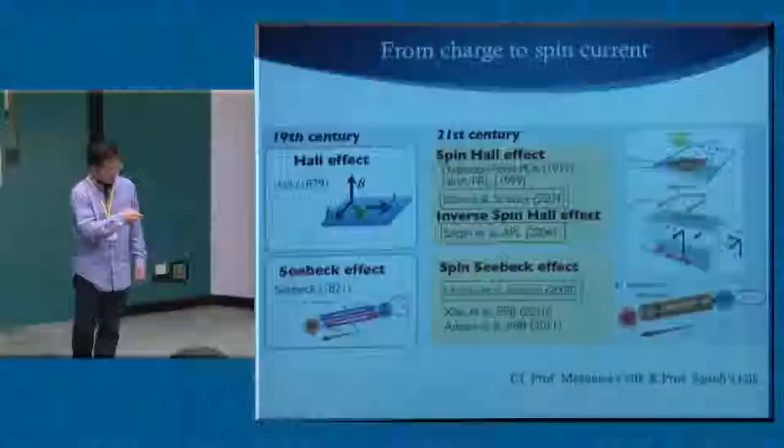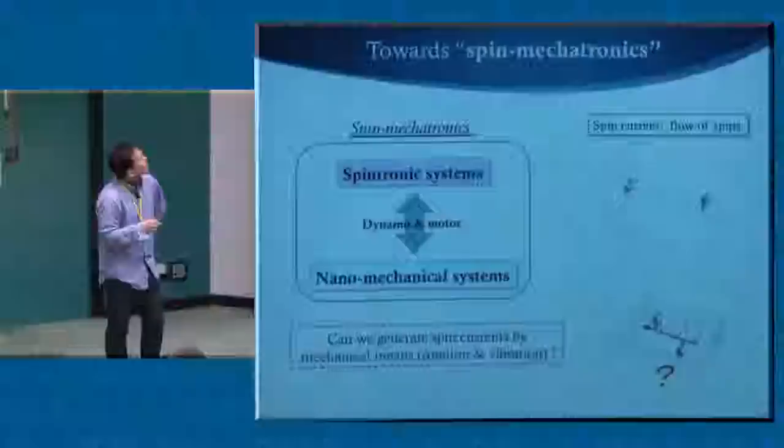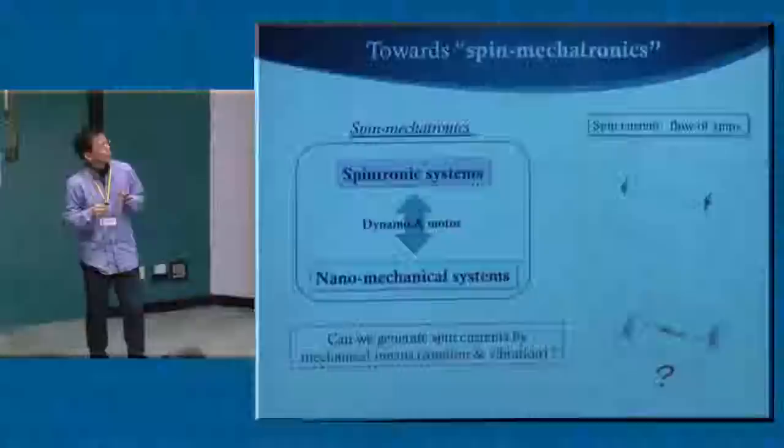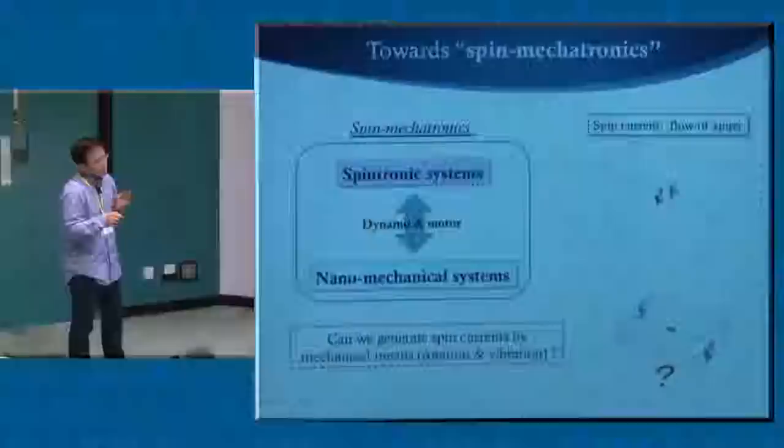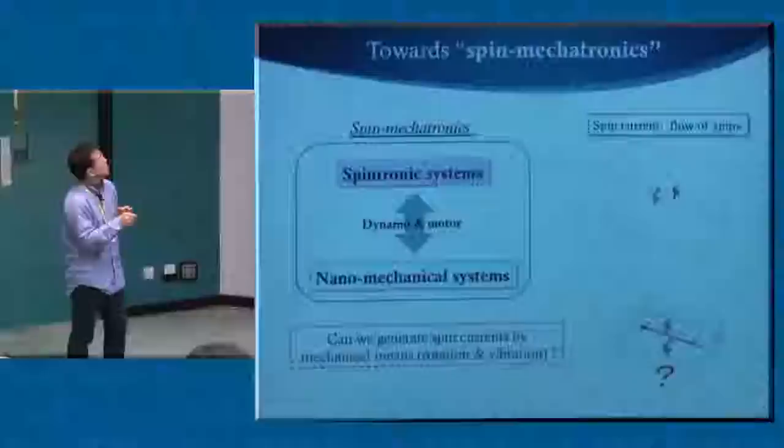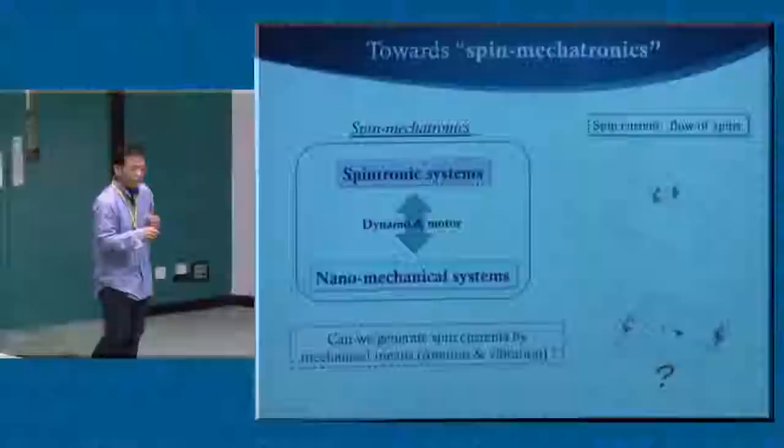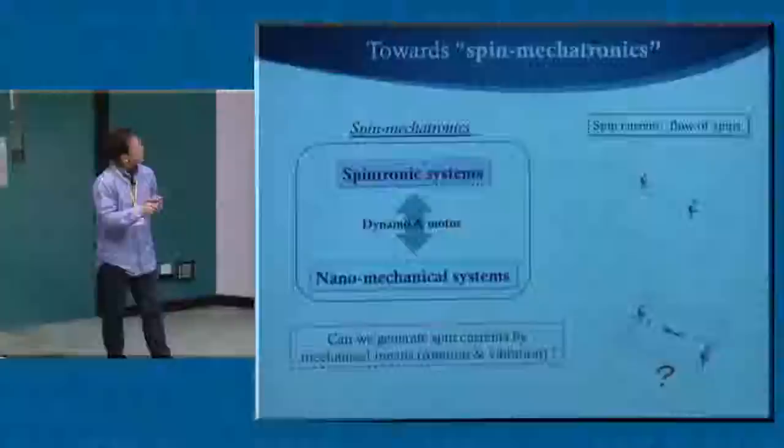And let me tell you our ultimate goal. We'd like to formulate spin mechatronics, which is a combination of the spintronic system and nanomechanical system. And in this talk, I'd like to focus on the following question. Can we generate spin currents by mechanical means, including rotation or vibration?